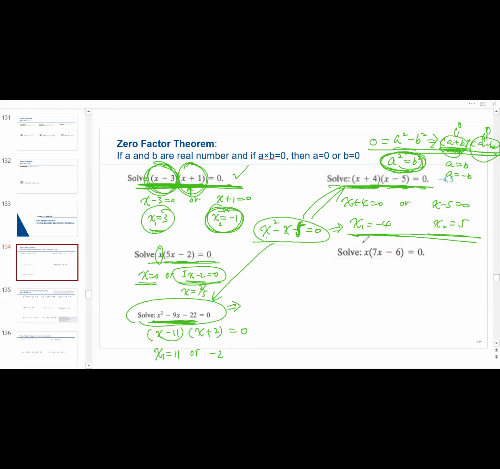All right, let's see this example. x times (7x minus 6) equals 0. So we consider this one of the factors, right? This is the second factor. So x1 equals 0, x2 equals what? Because here we say it equals 0, right? So here you guys can get the solution, 6 over 7. So first solution, second solution.